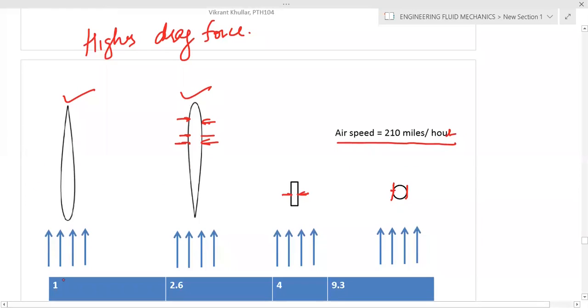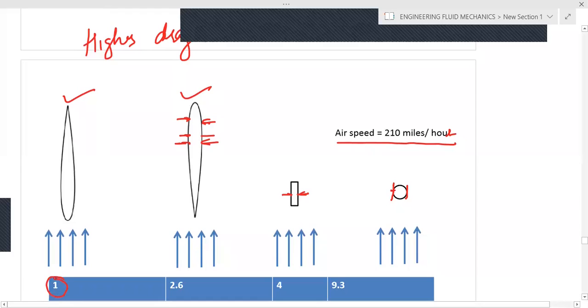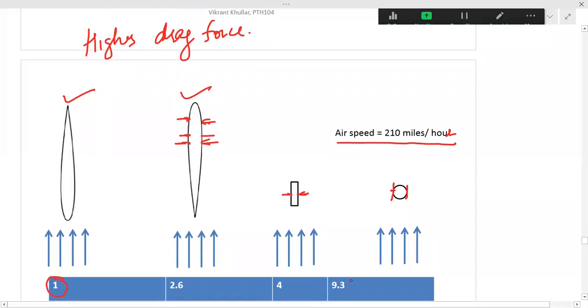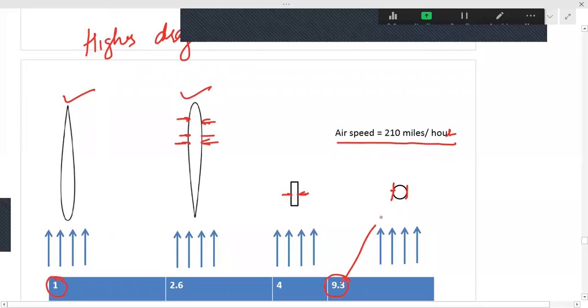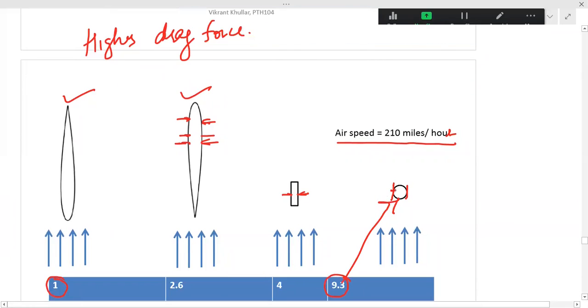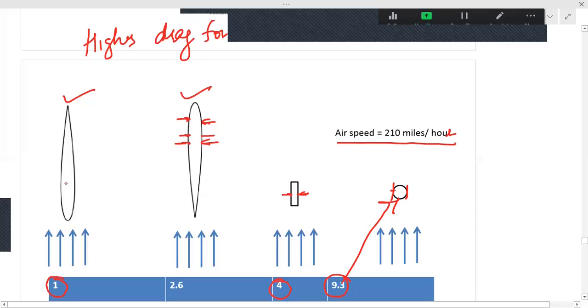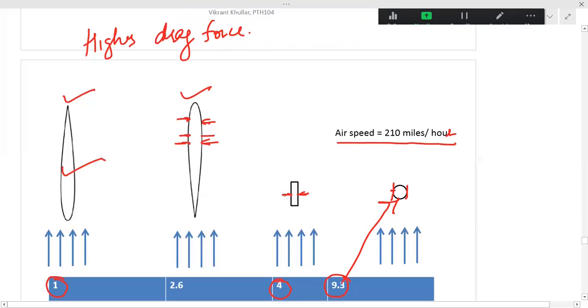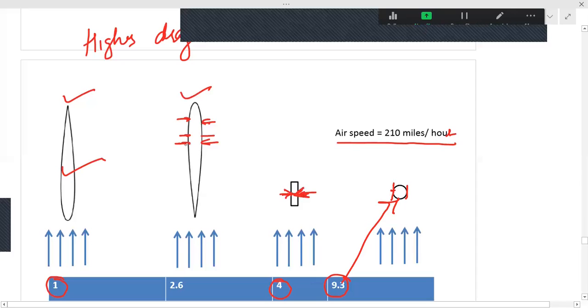First, okay. If it is 1 unit drag force in this case, you have 9.3 units drag force in a cylinder, and you have 4 times the drag force as compared to the aerofoil in the case of a rectangular object of very less cross-sectional area as compared to this.